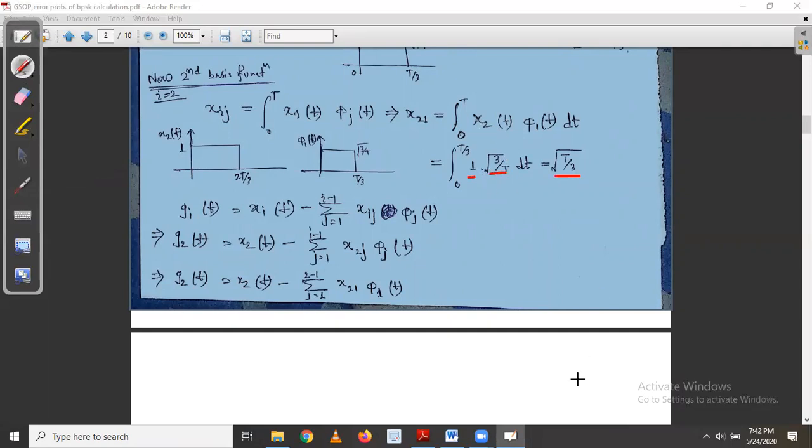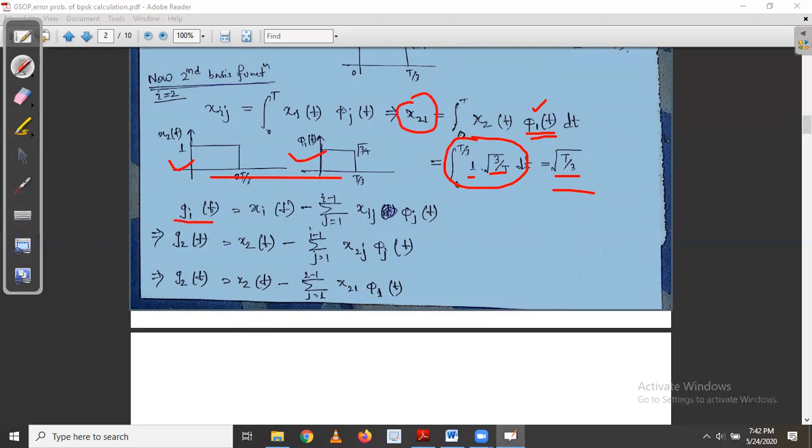Integration, we will get this one. These are x2 and phi 1. From these diagrams you can write down these values and integration we will get this one. This limit 0 to T by 3 depends on phi 1. Don't get confused, this limit depends on the limit of phi 1. So now this is the value of x21.